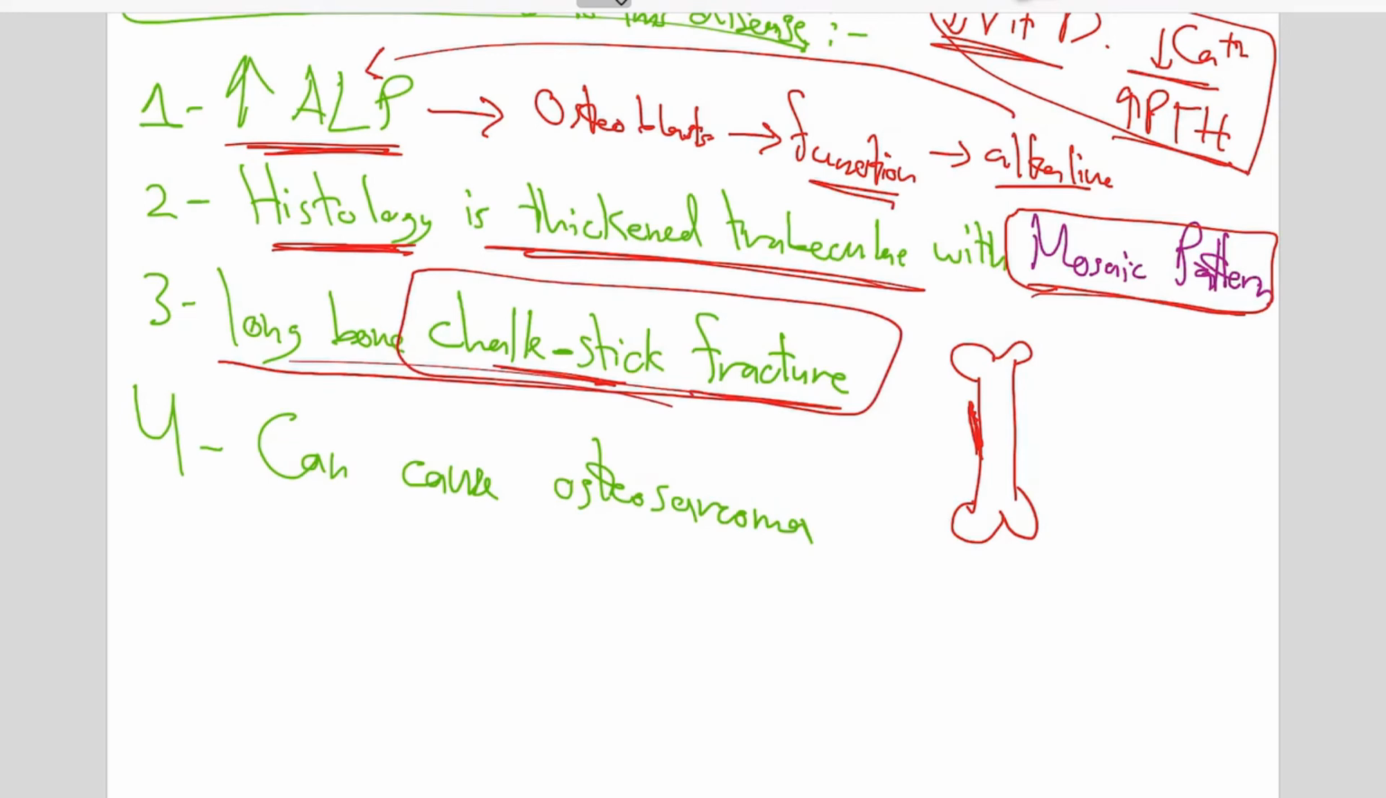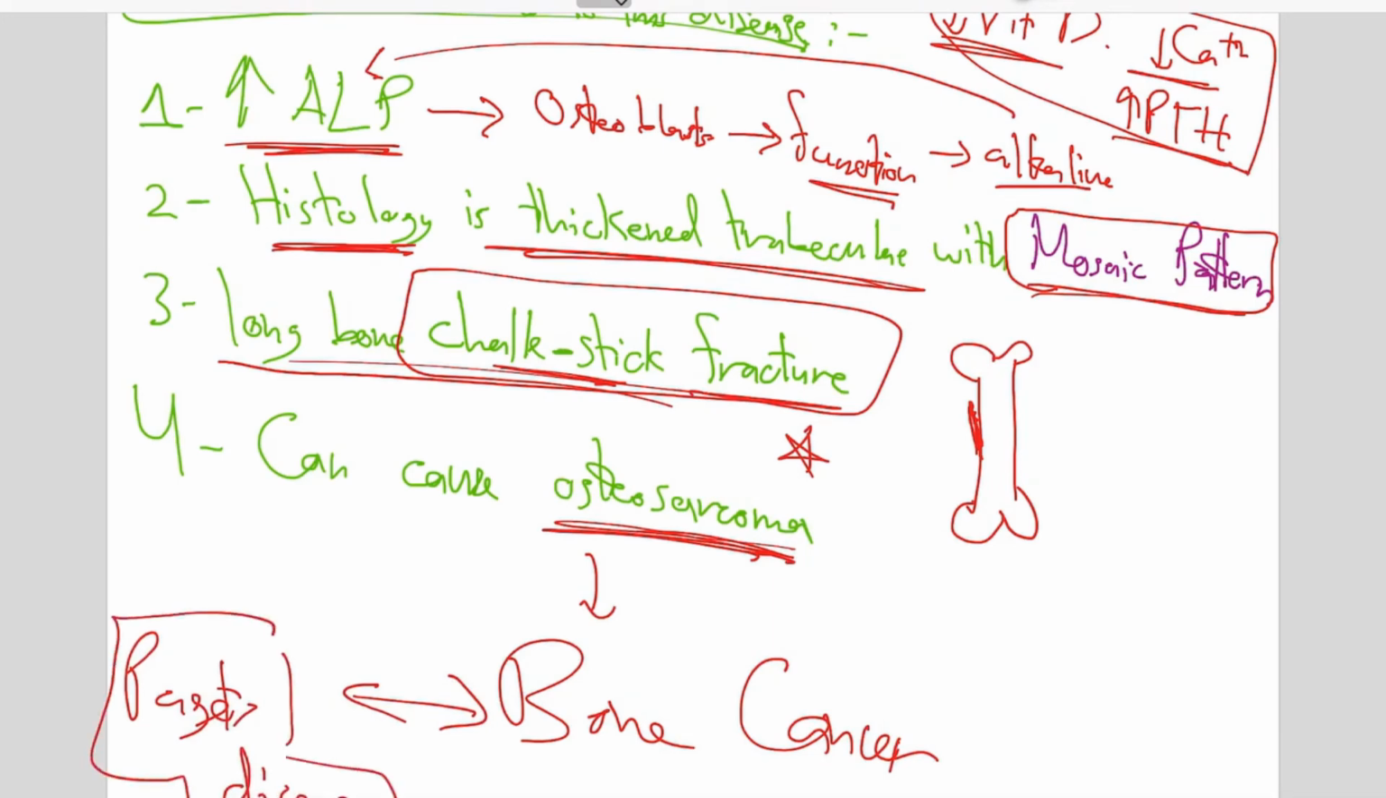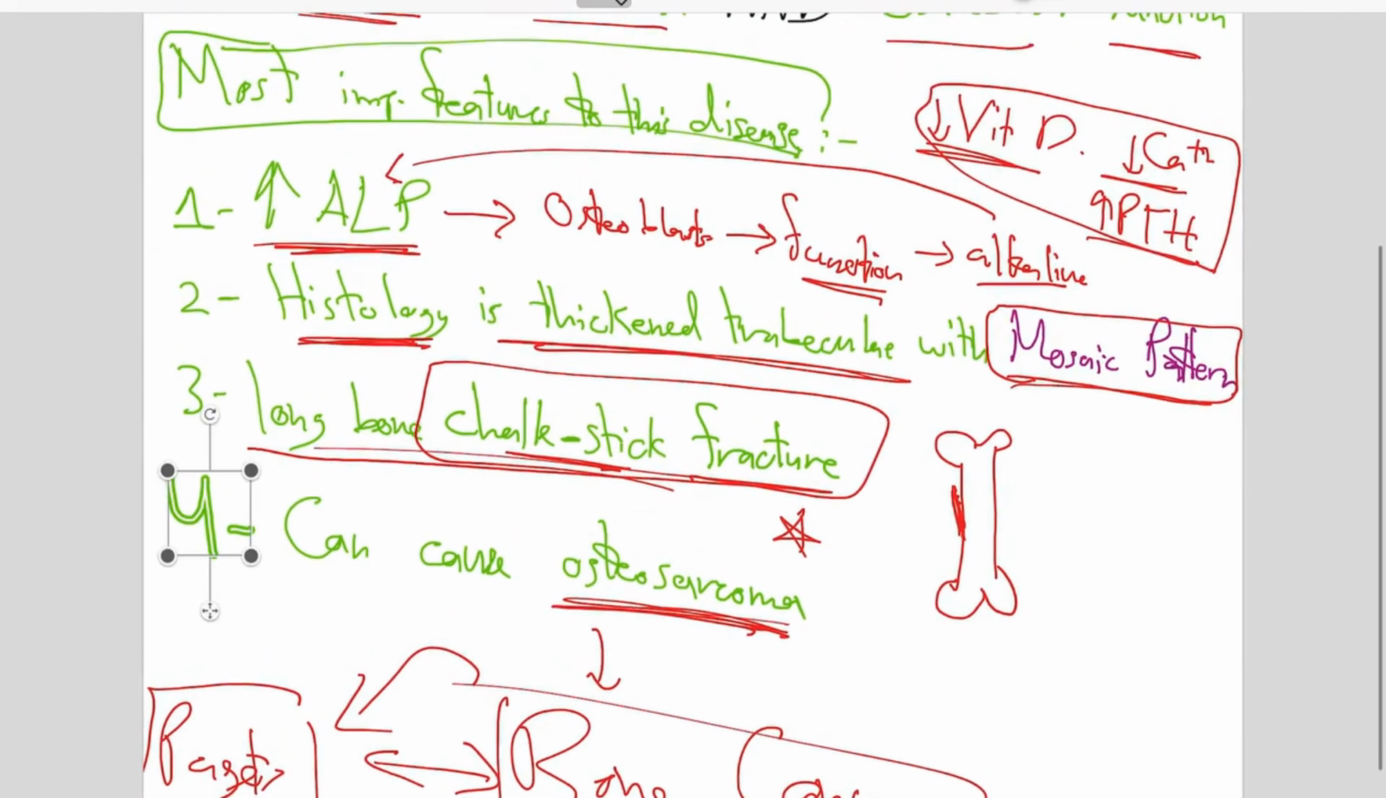Finally, and this is very important, it can cause osteosarcoma. It is one of the bone diseases, actually, I think the only bone disease that can cause osteosarcoma, which is bone cancer. So bone cancer is related to who? Paget's disease. So if they ask what bone disorder is related to bone cancer, you tell them Paget's disease, and that's it. So these are the 4 buzzwords that you need to see that are related to Paget's disease.